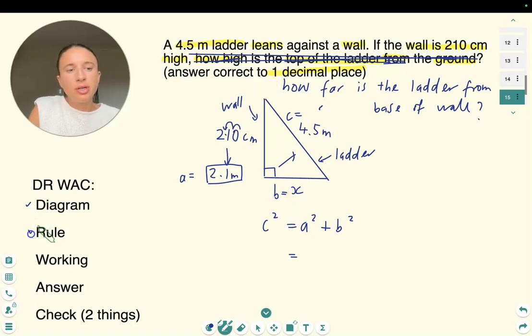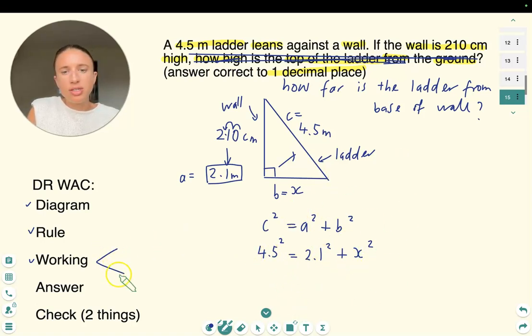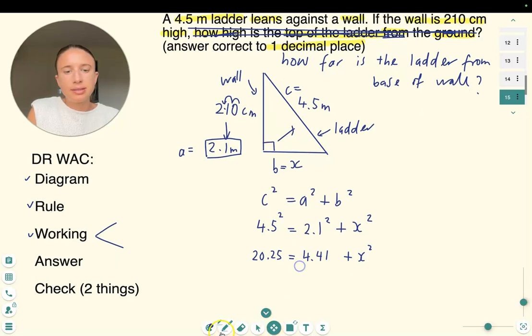And then we're going to the working. So substitute and simplify. Substitute. So C is 4.5. Let me get rid of that. 4.5 squared. We've got 2.1 squared plus x squared. And what do we do? So we've substituted. Now we're going to simplify. We're just going to do those indices. So simplify on each side. 4.5 squared is 20.25. 2.1 squared is 4.41 plus x squared.